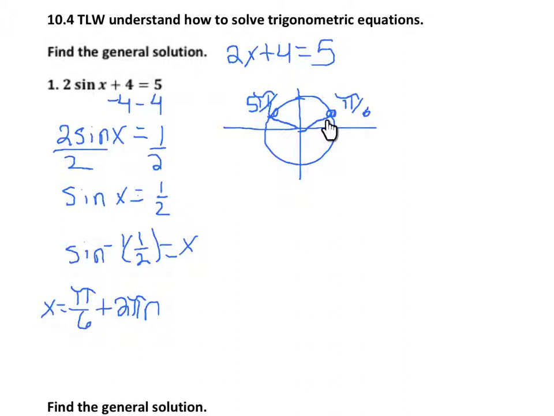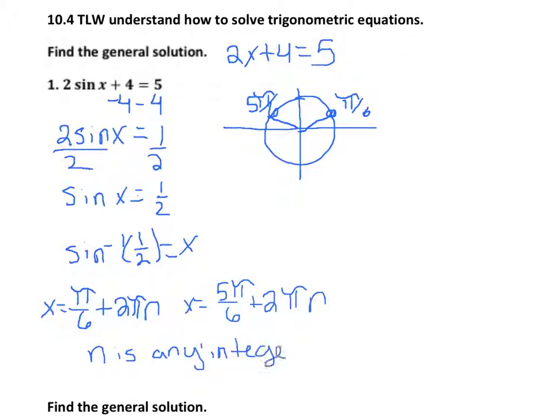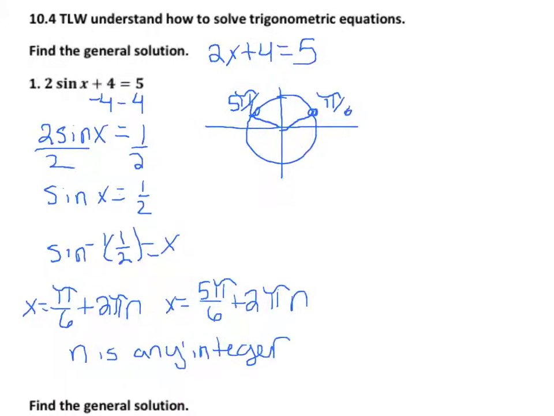And then the other one you would say x equals 5 pi over 6 plus 2 pi n. And then at the end, n is any integer. See, that's key because it has to be a positive or negative whole number, which is what integers are. Okay? So there's the general solution way.